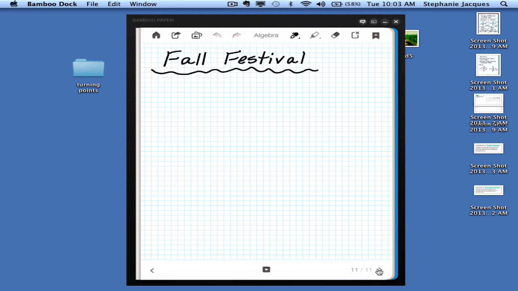So let's look at another situation in real life. So the fall festival is coming up at Shadow Hills. And Mrs. Jakes is the room mom for the Spanish immersion program because my daughter's in it. So I was interested in how they sold tickets and things like that.